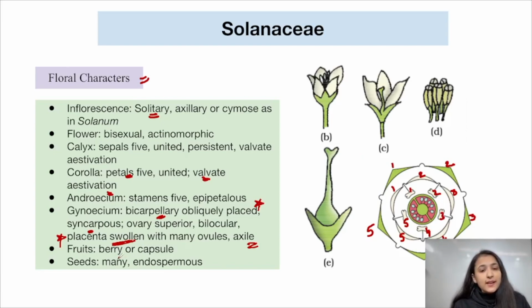Axial placentation is there, and the fruit is known as a berry or a capsule. Seeds can be many because multiple ovules are there, so many seeds can be there. Multiple seeds are there, and they are endospermous. Presence of endosperm is there, so endospermic seeds are there. Okay, these letters B, C, D and E are representing the flowers. This is the complete flower. Okay, this represents the female reproductive organ of the Solanaceae family flowers.